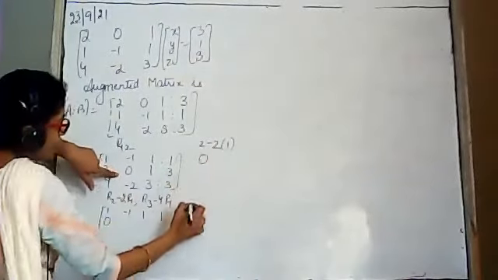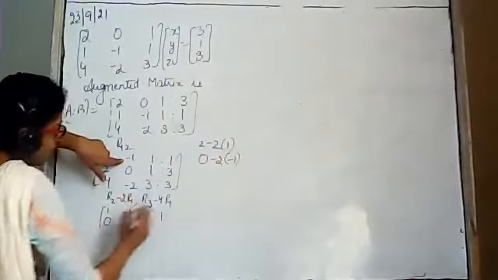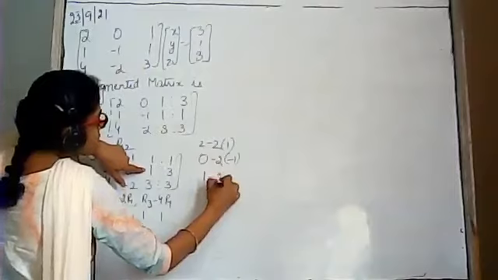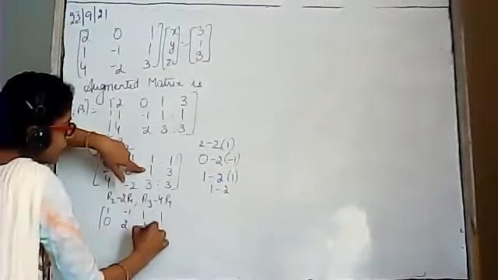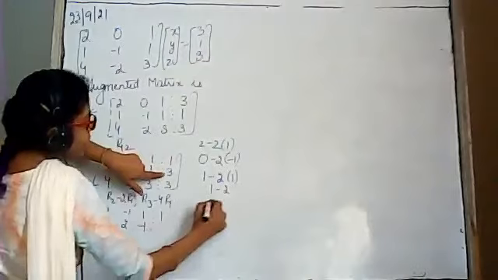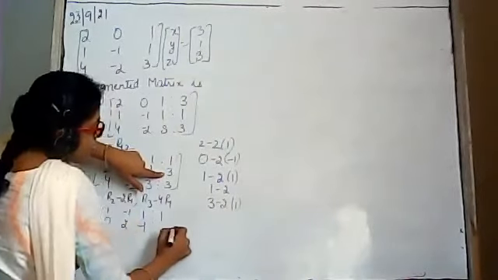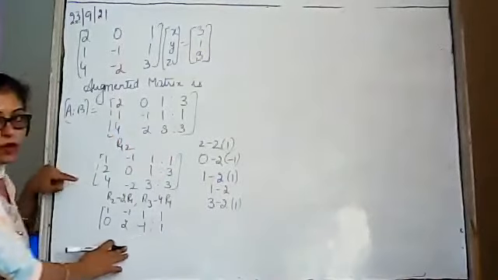Again, R2 minus 2 times R1. This will be plus 2. Again, R2 minus 2 times R1. 1 minus 2, this is minus 1. After that, R2 minus 2 times R1. 3 minus 2 will be 1. This is the second row.